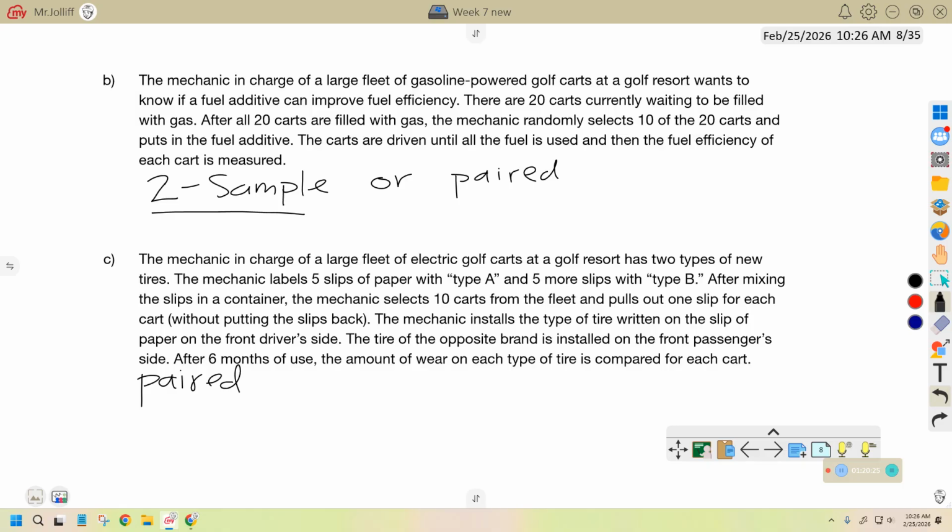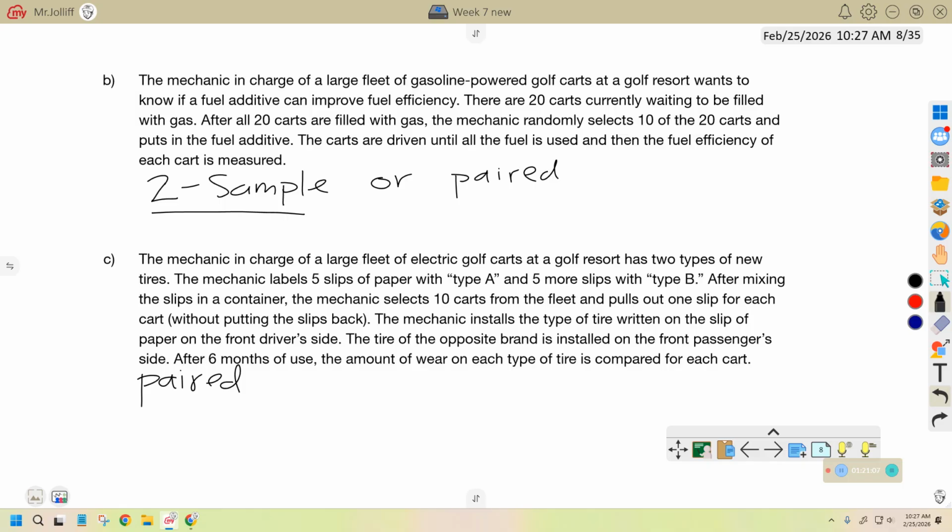So we have two tires, yes? Tire A, tire B. Both tires are going to end up on every cart. I have 10 identical carts. Each cart is going to get a tire A and a tire B. This is similar to a human doing placebo and then treatment, or treatment and then placebo. Both treatments are ending up on the same vehicle. That screams to me paired. What I'm randomizing is which tire ends up on driver's side and which tire ends up on passenger side. Some will have A and B, some will have B and A. All of them will have both.